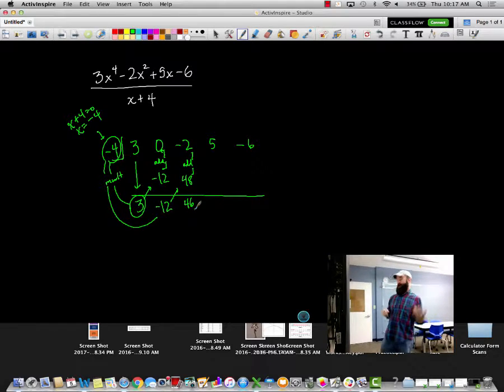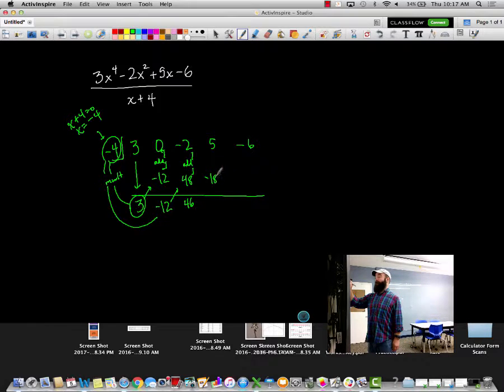-4 times 46 is -184, plus 5 is -179. And then -4 times -179 would be, let's see, that's a 6, carry 3, that's a 1, carry 3, that's a 7, and it would be positive 716. Add those things together, and it's 707. That last number gets boxed off because it's the remainder.